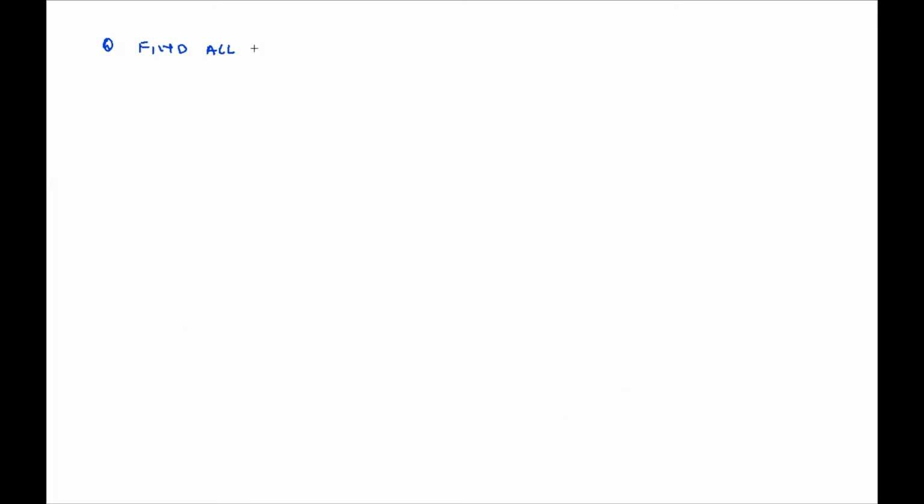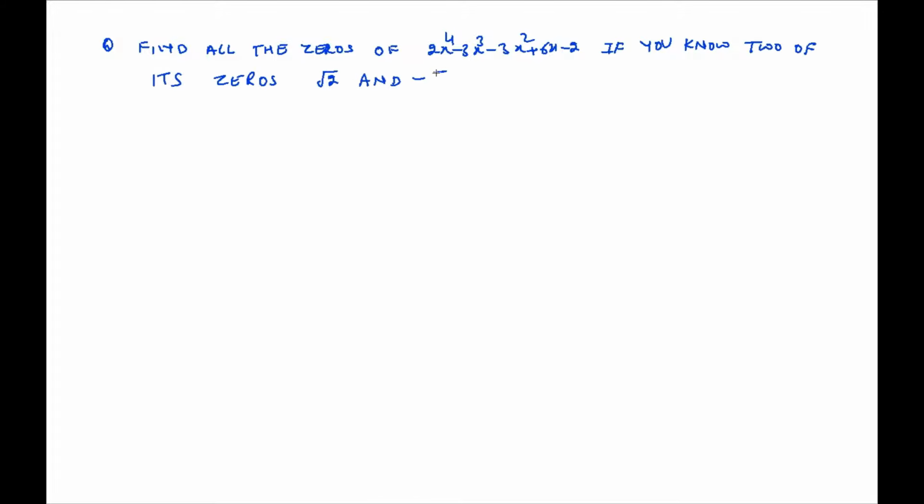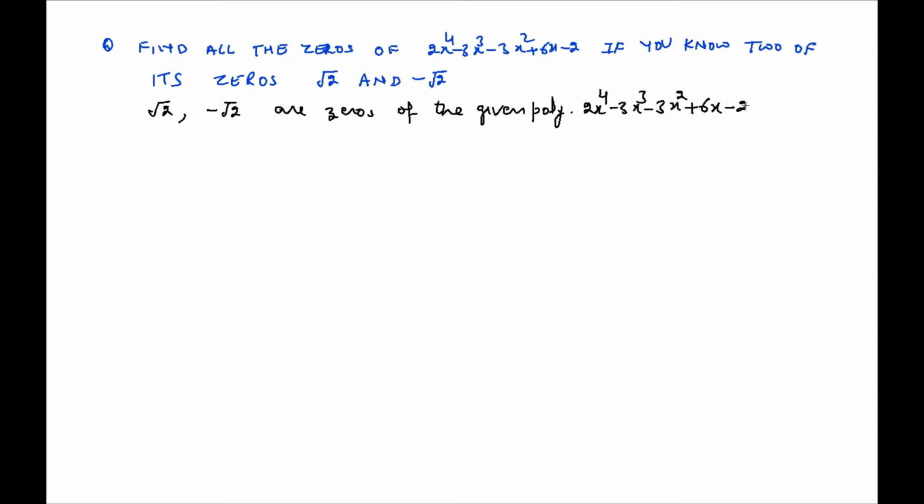Find all the zeros of 2x4 minus 3x cubed minus 3x squared plus 6x minus 2 if you know two of its zeros, root 2 and minus root 2. Now root 2 and minus root 2 are the zeros of the given polynomial 2x4 minus 3x cubed minus 3x squared plus 6x minus 2.